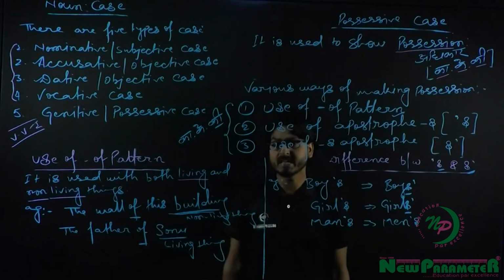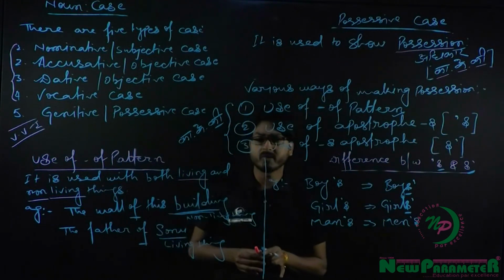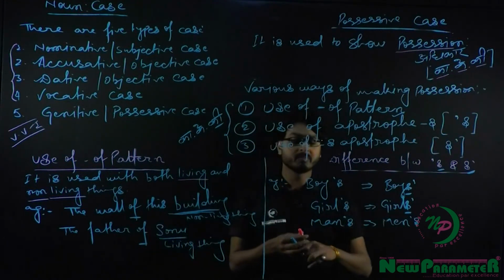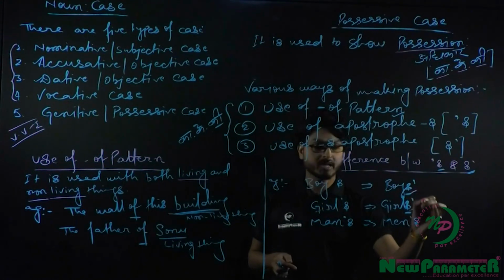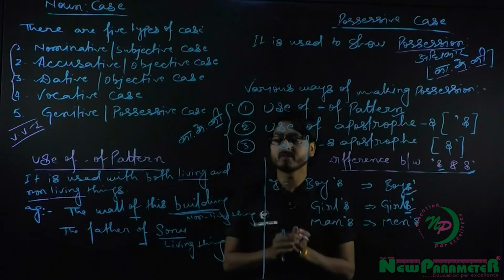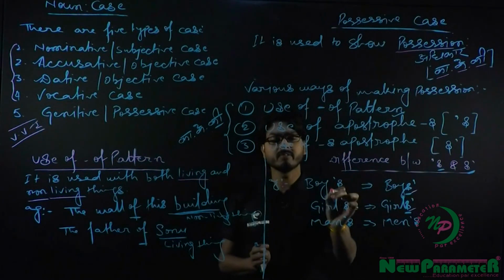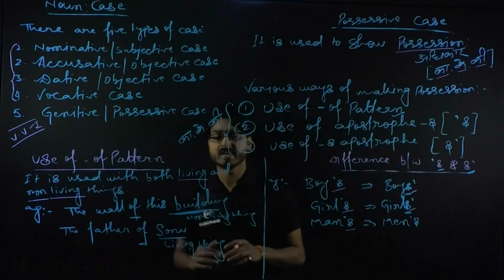So simply we can say if a noun ends with s and it requires position, we simply give an apostrophe, s apostrophe, sorry. And if a noun doesn't end with s and if it requires position, we give apostrophe s. So this is the basic difference between apostrophe s and s apostrophe.